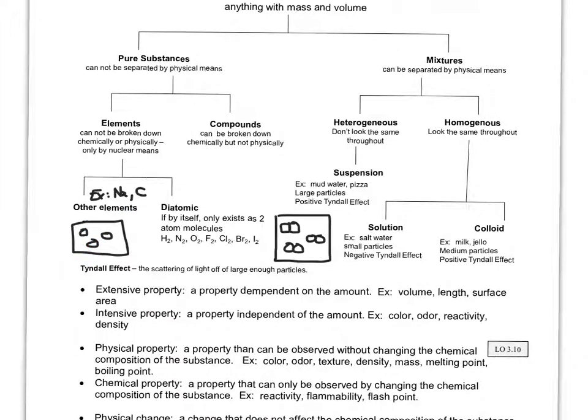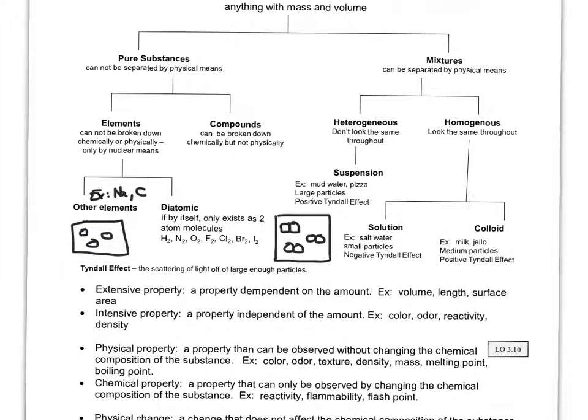Just so you know, there are polyatomic elements like sulfur, which exists as rings of 8, S8. Phosphorus exists as 4, so it's tetratomic. You do not need to know that for the AP exam any longer. Unless they tell you on the exam itself, you just assume that they are monoatomic.